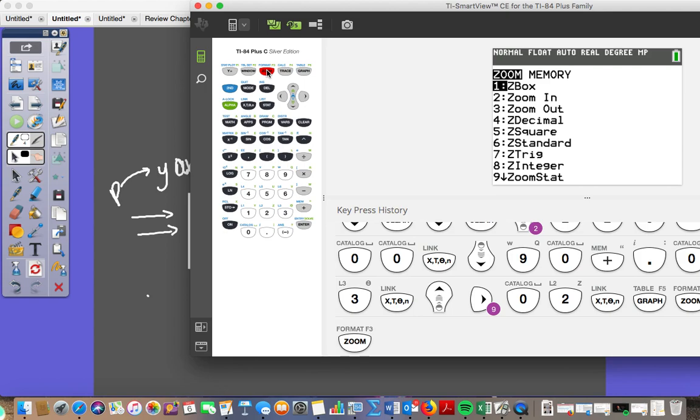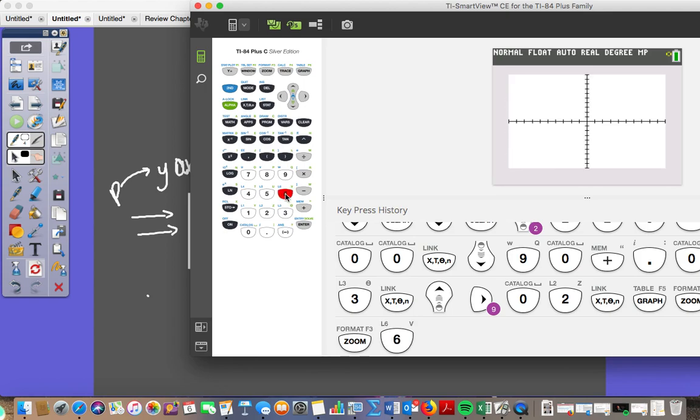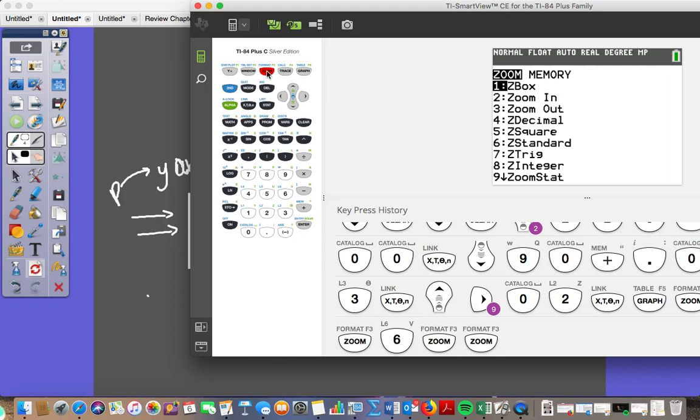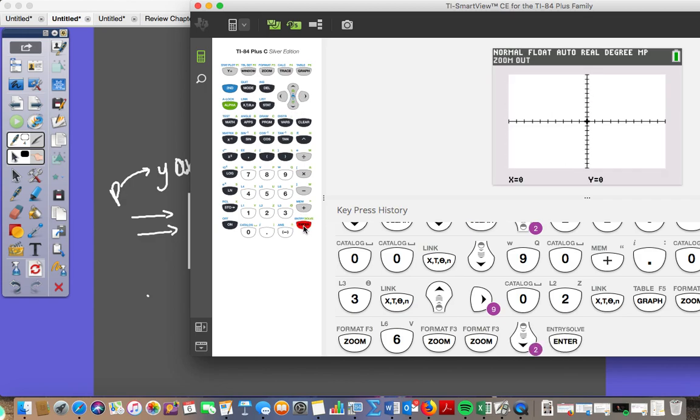So zoom standard was right where I was. So we'll come here. Let's go to the zoom function, and let's go out. So that'll be number 3. If I go zoom out, and when I press enter right now, it's going to take a step back. Let's see, if I take a step back, does that do anything for me? Yeah, it does nothing for me. Press enter again. Let's see if that does anything for me.